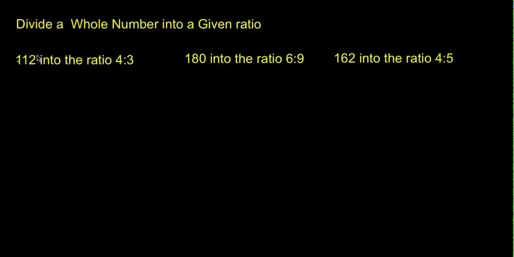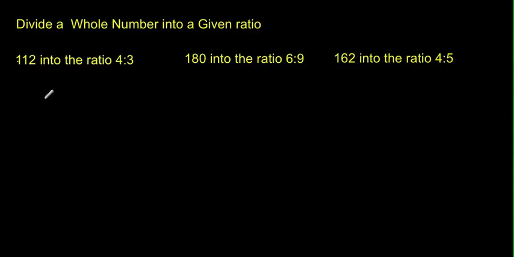In this video, I'm going to show you how to divide a whole number into a given ratio. The idea, quite simply, is that you are given a number, and whoever tells you wants this entire amount put into the ratio of 4 to 3. So let's say we can only let 112 people in, and they need to be in the ratio of 4 to 3.